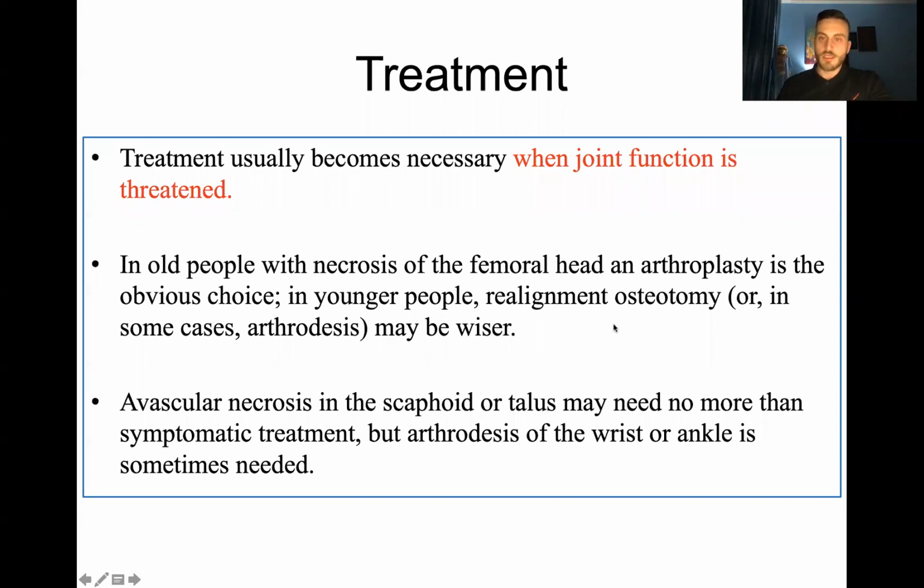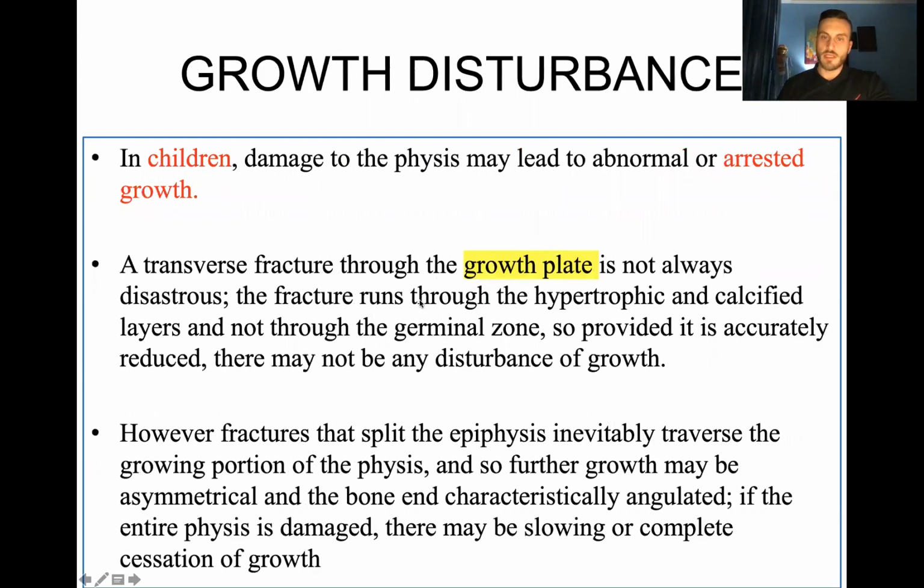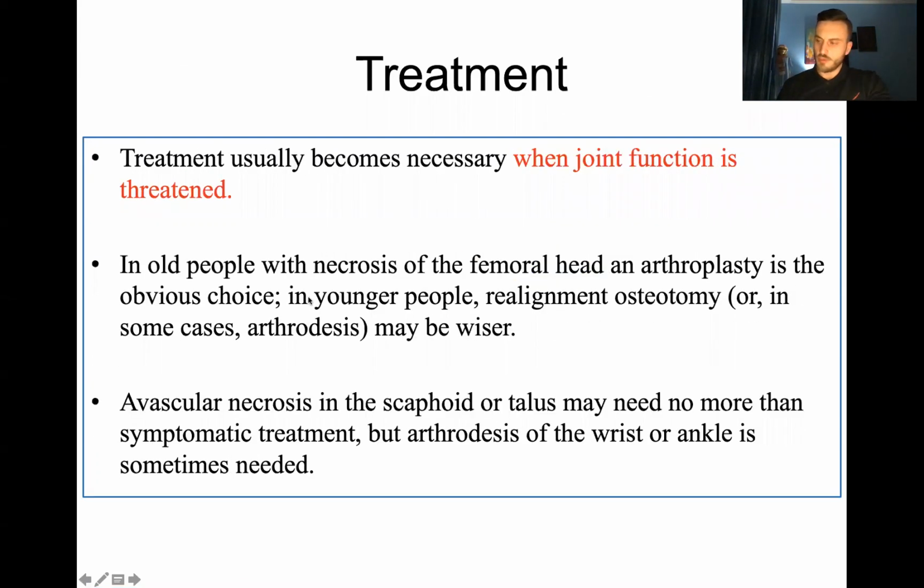Treatment. So treatment becomes necessary either if the function is abnormal or if the patient is having pain. If the patient is having pain or the function is abnormal, it's time to treat. So what's the treatment for the AVN? Usually in old age, for example, in the neck of femur fracture, you have to replace. We put a bipolar or total hip, so we have to do arthroplasty. The younger the patient, the worse the prognosis.